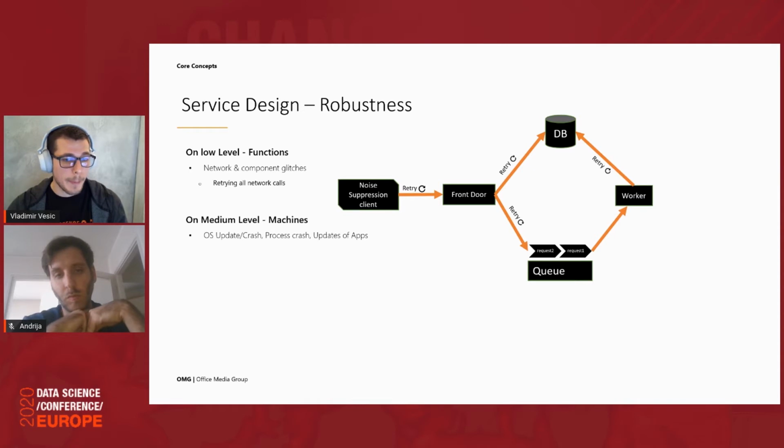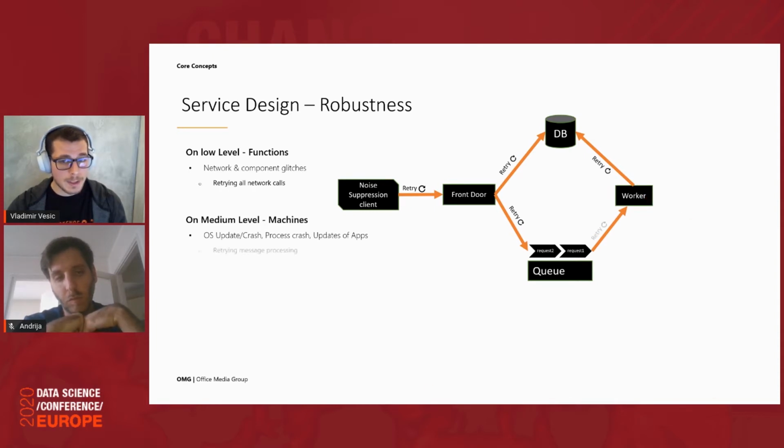The second level is the machine level, meaning that, okay, requests are working and functions are working correctly, but what happens if the machine fails? So for example, this worker picks up some request and then the OS crashes, or even, as Andrija said, our services are stateless, so even updating of our application is going to cancel our work there.